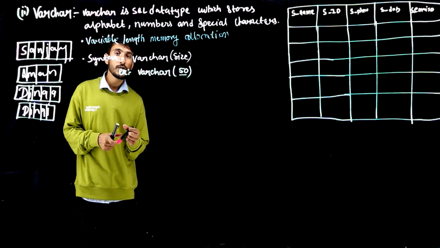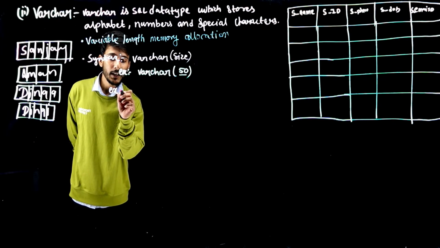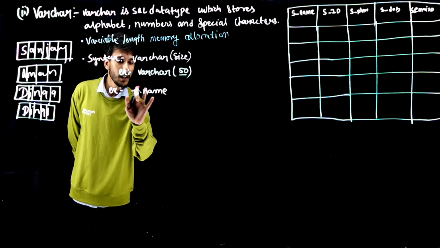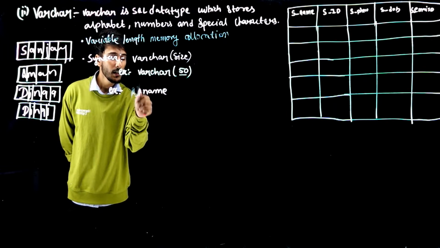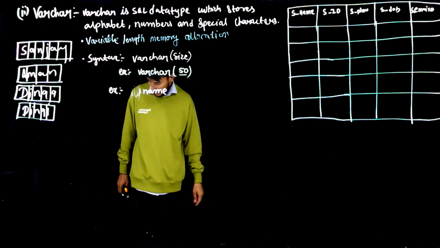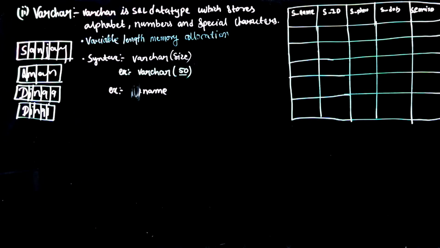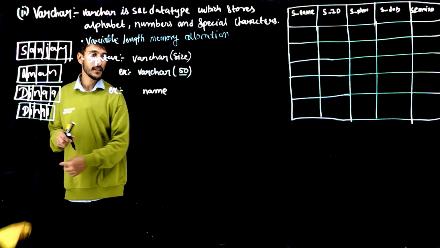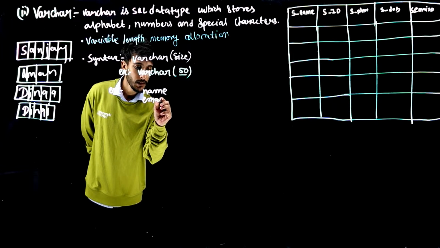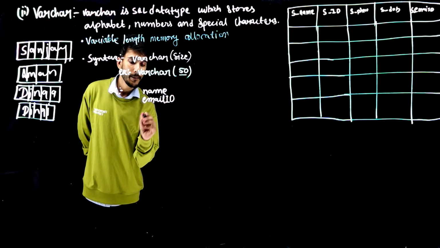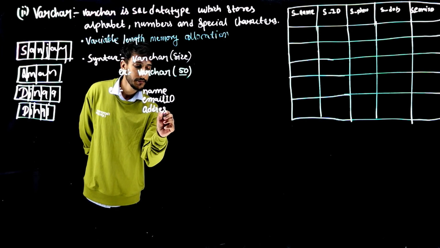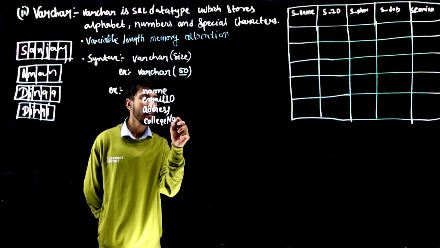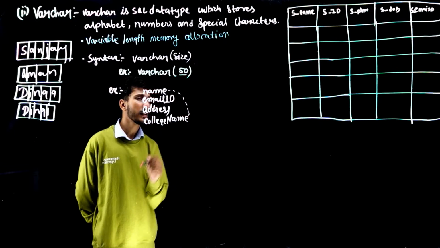Sir, where can I use varchar? For example, an attribute like student name, or I can say the name data type. You can use it for names, and for the type of data which fluctuates. Let's take the example of email ID, address, or college name. They all come inside the same category.